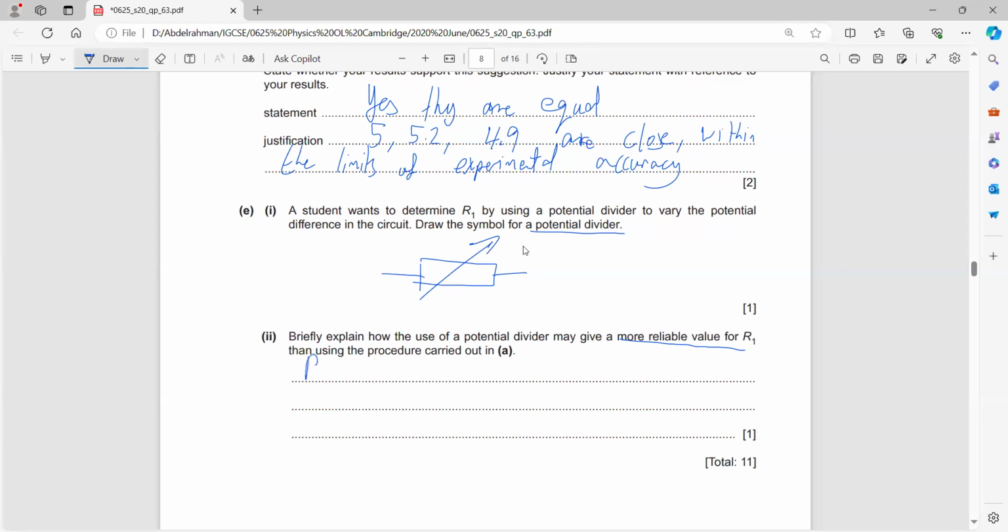So repeat the experiment and take more values, more than 5 values. Right? More than 5 values. That's the whole point of paper 6. Again, paper 6 is all about repeating, okay? Take more values, more than 5 values, and take the average.